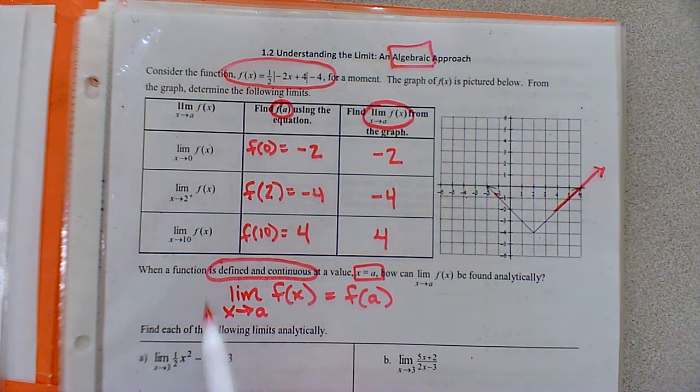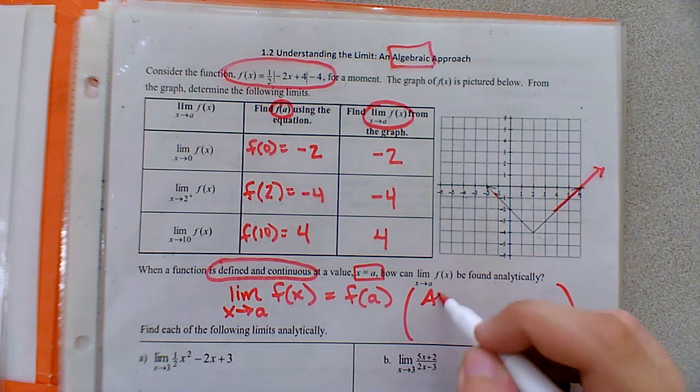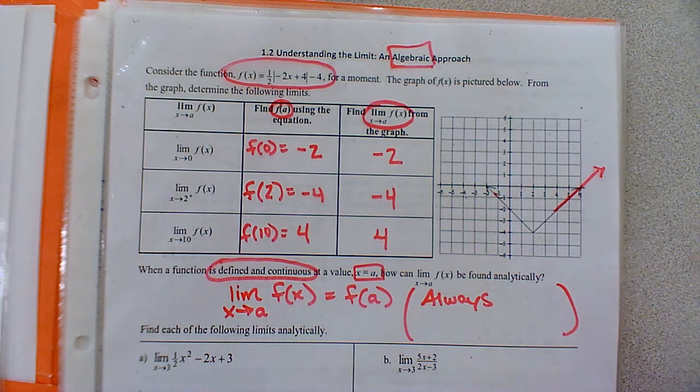So if we're trying to evaluate a limit by hand, we can easily just use a function value instead. The moral of the story for this is we're always going to try substitution first.